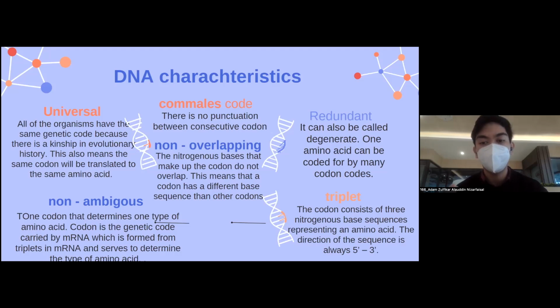And then DNA is replicable. It means the codon consists of 3 constituents, 3 sequences, depending on the amino acid. The direction of the reading is always correct.